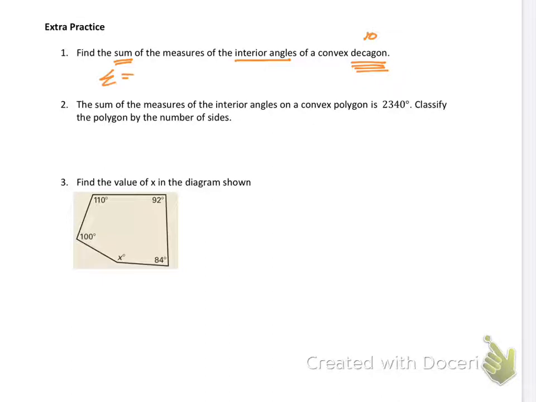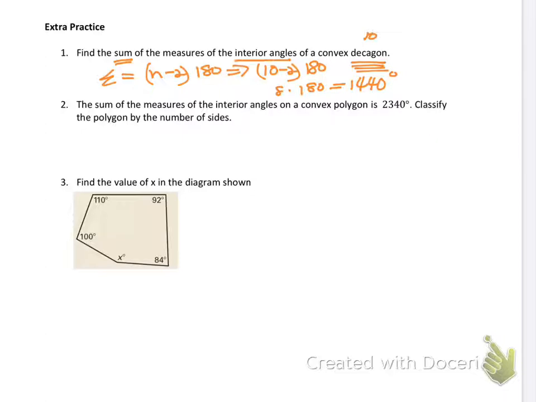So the sum equals n minus 2 times 180. If 10 is my n, then I'm going to say 10 minus 2 times 180, and that's going to be 8 times 180, and that's going to equal 1440 degrees. You should be doing this with your calculator as well.